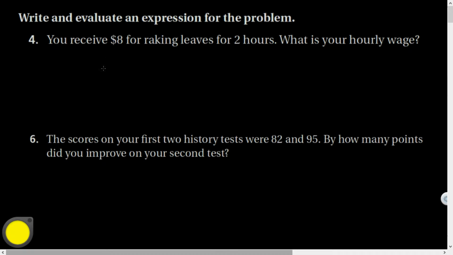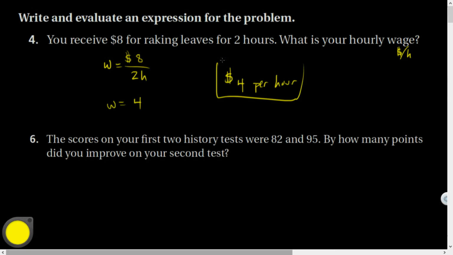So if my hourly wage, I'll call it W, is going to be the amount of dollars that I earn divided by the number of hours that I work, that will give me units in dollars per hour. That's said to be your wage. And if W is equal to 8 over 2, when I evaluate that, 8 divided by 2 is 4. So I expect that I'm earning $4 per hour. Yeah, that's not great pay. I agree.